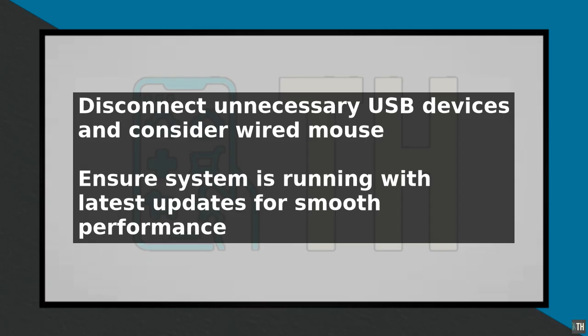Finally, ensure that your system is running with the latest updates by opening the Settings app, navigating to the Windows Update section, and checking for any available updates. By following these steps, you can identify and address the causes of mouse lag and stutter in Windows 11, and enjoy a smoother and more responsive computing experience.